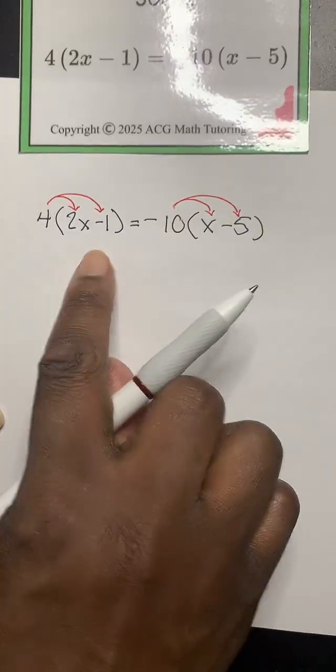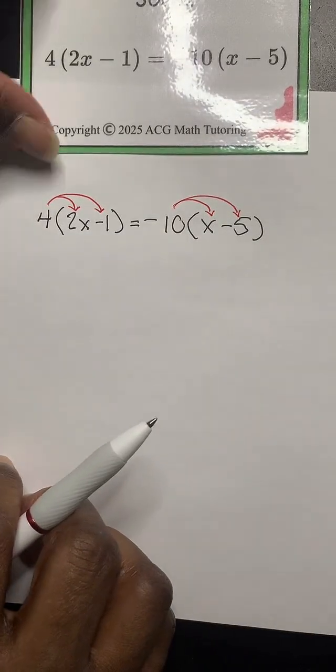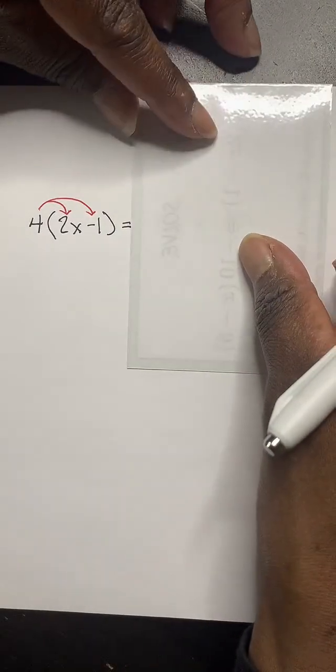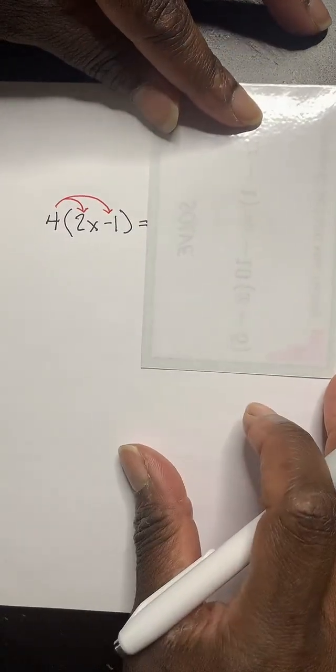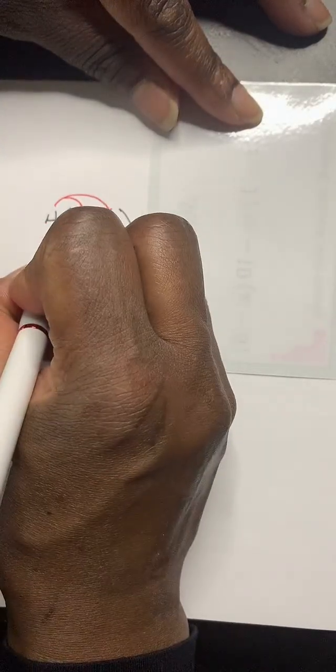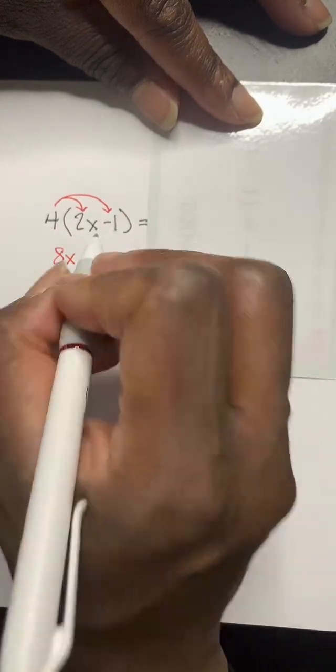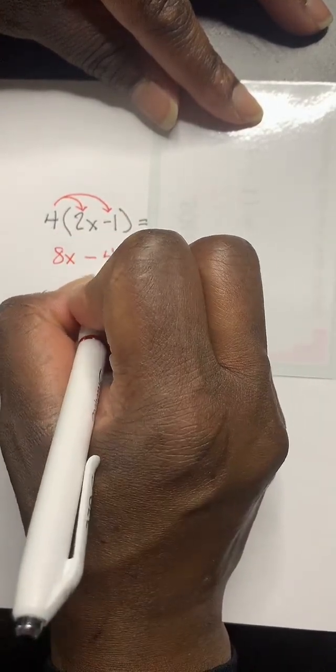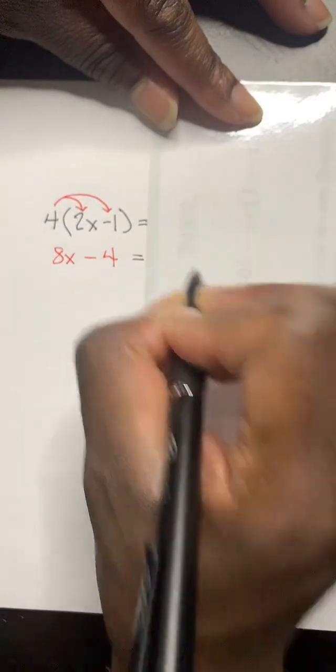Okay, so we're distributing in each of our parentheses. Let's look at one at a time. I'm going to cover this side up and work on the left side only. So we have 4 times 2x, that gives us 8x. 4 times -1 gives me a -4. Okay, so I can bring down the equal sign.